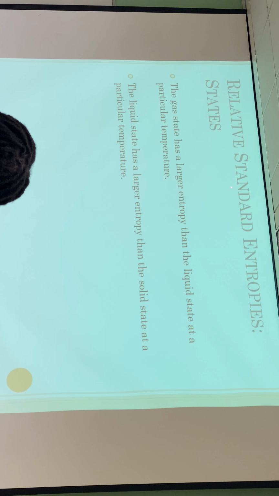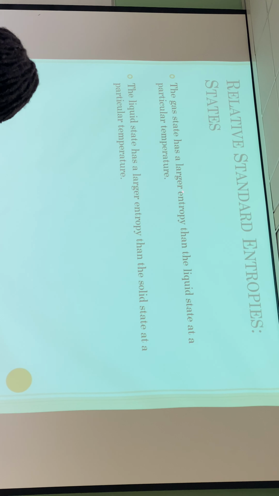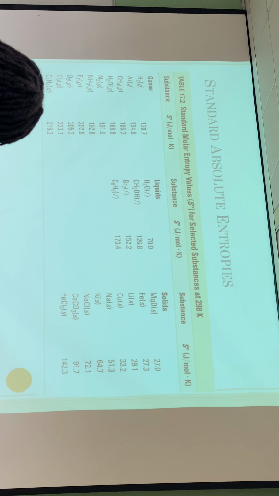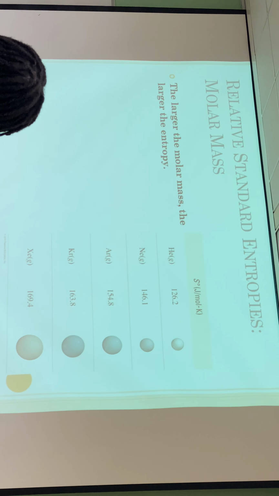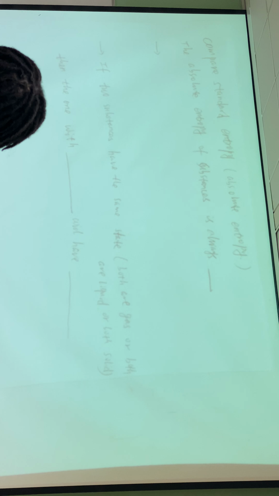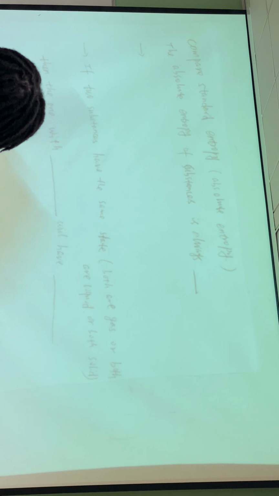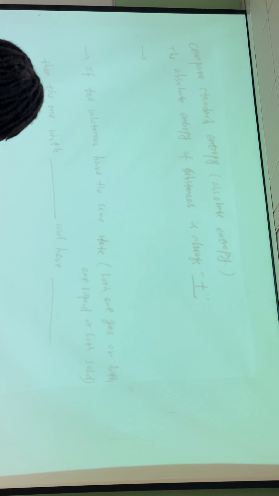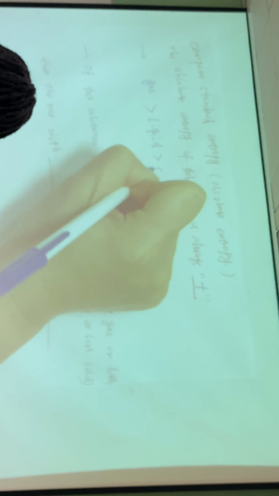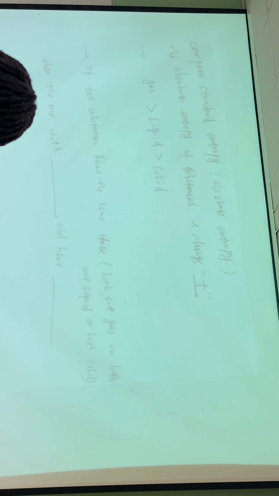How do we compare the standard entropy, or the absolute entropy? Gas always has larger entropy than liquid, and liquid has larger entropy than solid. That we already know. Here I just show you some data, so you don't have to write it down if you don't want to, because everything is in the PowerPoint. We already know it's always positive. For entropy, gas is larger than liquid, which is larger than solid. That was at the beginning of this chapter.